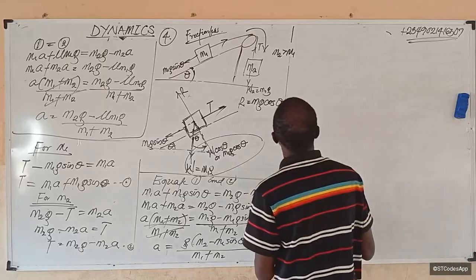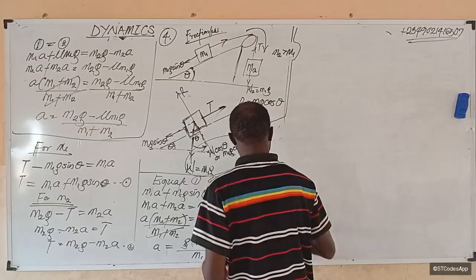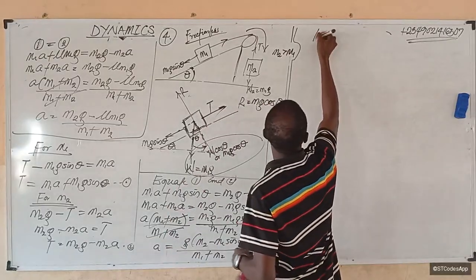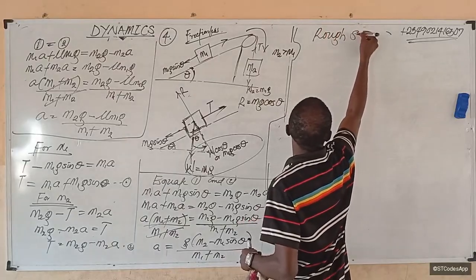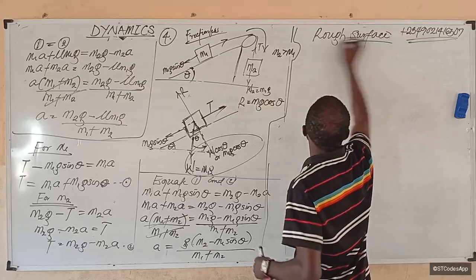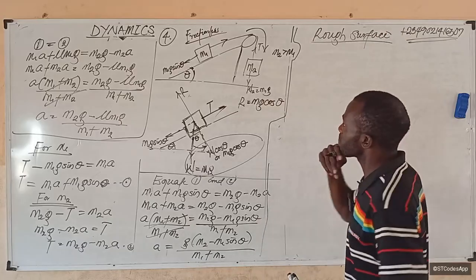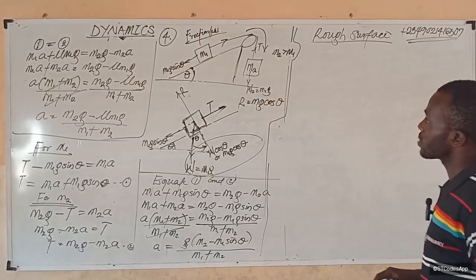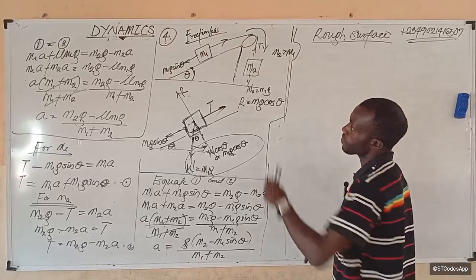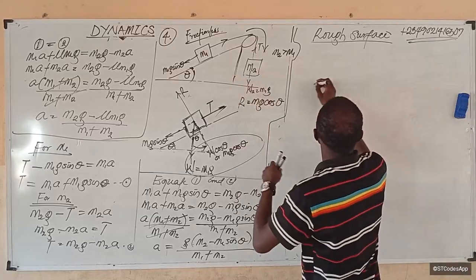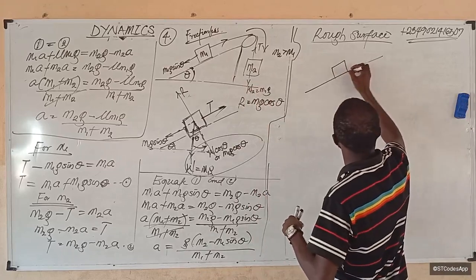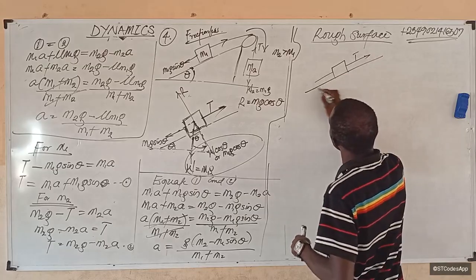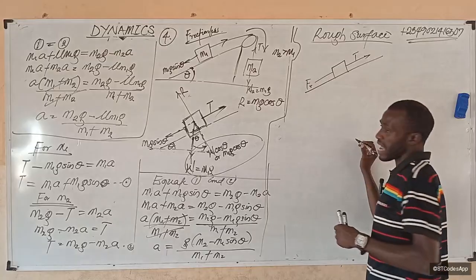So when there is friction, such as occurs on a rough surface, what will happen? Now listen. Here's what will happen. You see, these are our pulley. Let me redraw it. These are our M1. If the system is still moving in this direction, then here is F sub R that will be acting.